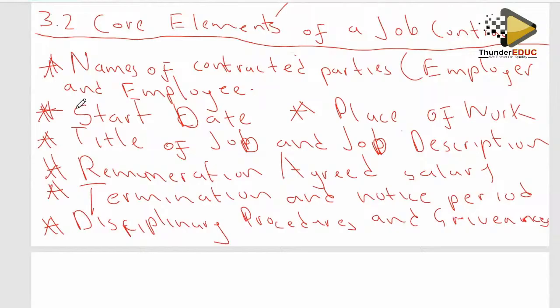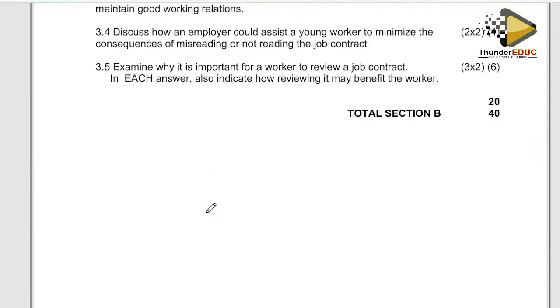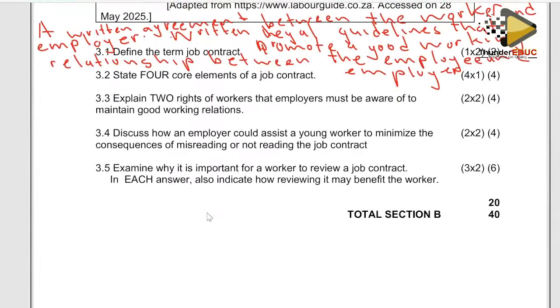Now, moving on to 3.3: explain 2 workers' rights that employees must be aware of in order to maintain good working relationships. Let me read it again: explain 2 rights of workers that employers must be aware of in order to promote good working relations. So for this one, this is 3.3. I would write it below 3.3.